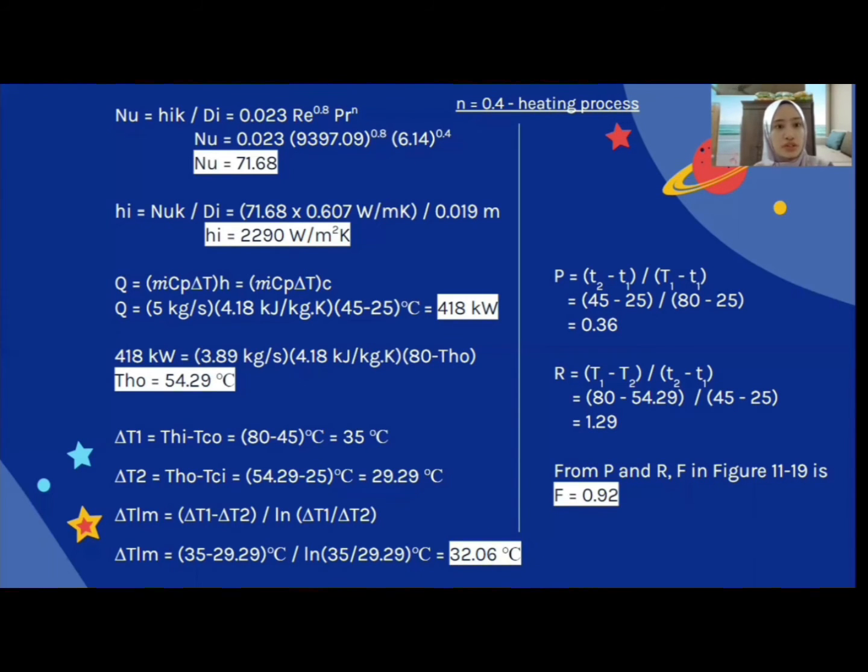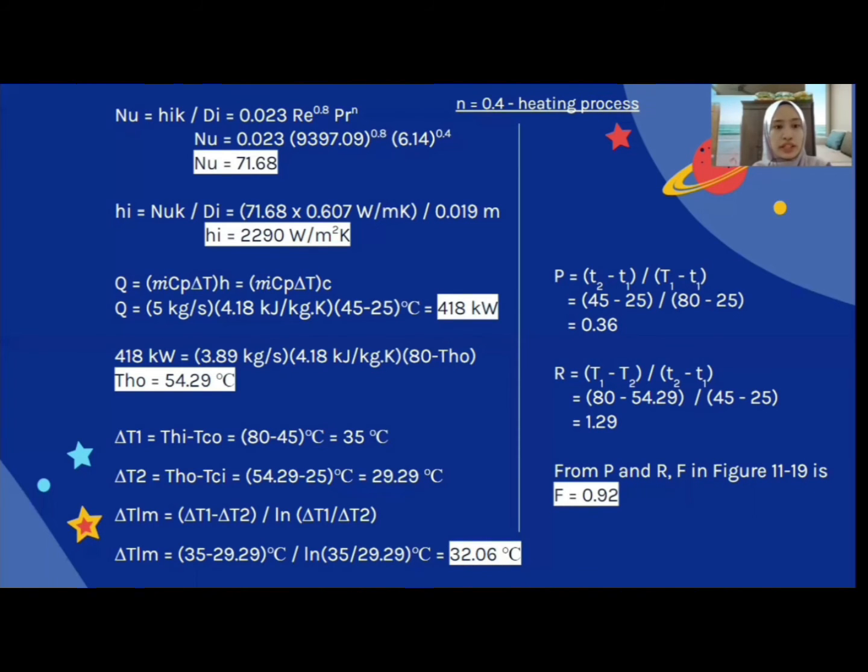So since the rate of heat transfer of cold water is the same as the hot water, we just substitute the value of the rate of heat transfer to find the value of the temperature of hot water going out. Got the temperature of hot water going out to be 54.29 degrees Celsius.